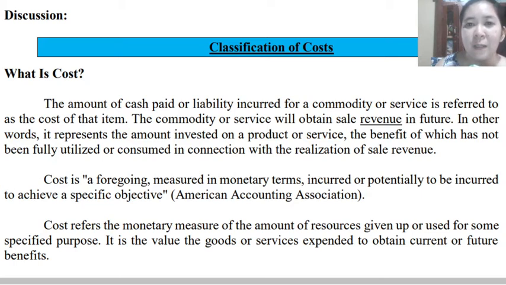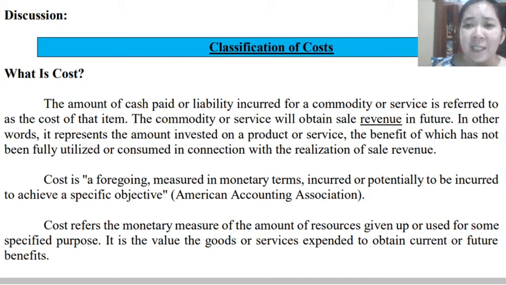In generating sales or revenue, before you can sell a particular product, first you have to purchase. For example, if you are a manufacturing firm, you have to purchase raw materials and pay for the labor and overhead costs in order to transform these elements of production into finished products, which will then be sold to the customers. That's when you will generate your income.